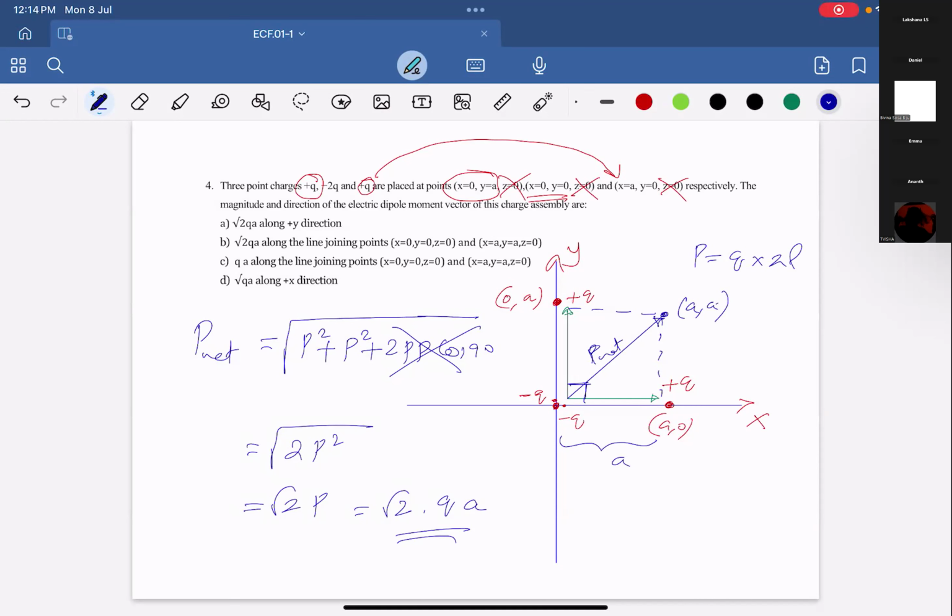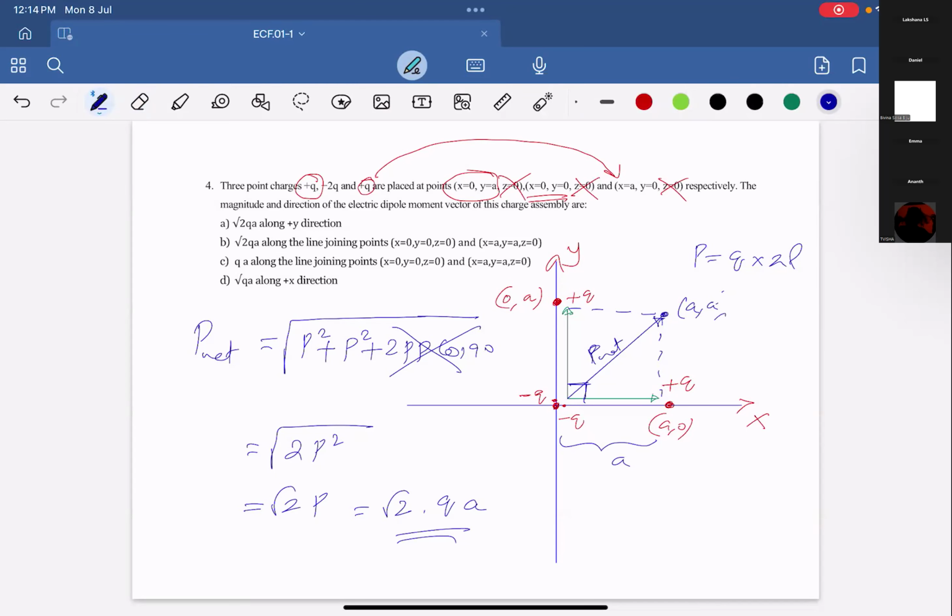The coordinates are A, comma A. Why? Because you're going straight up from A, you're going straight to the right of A. So that location must be A, comma A. But there is still one coordinate missing. What is that coordinate? Z coordinate.